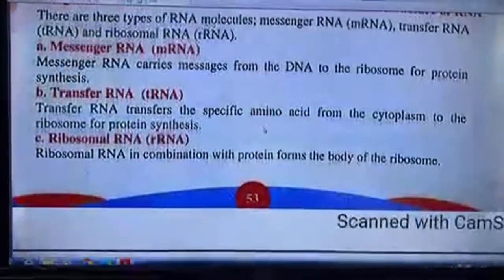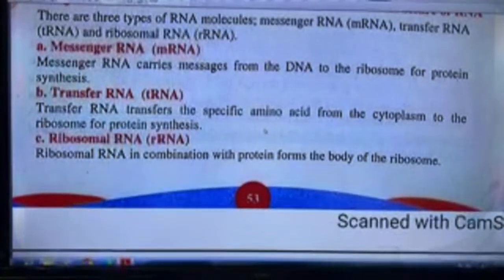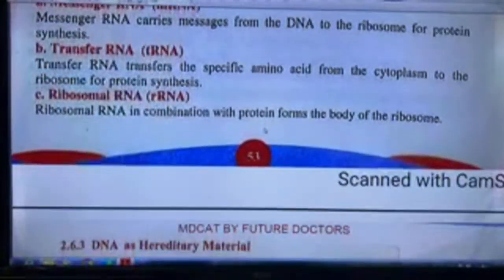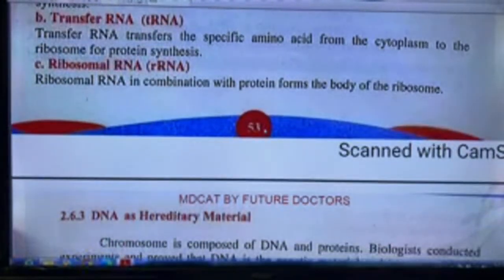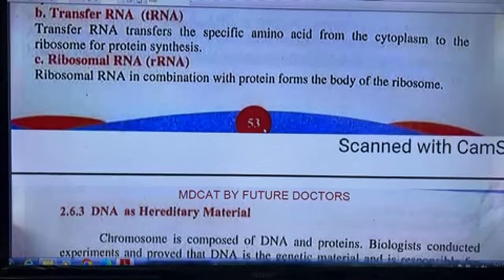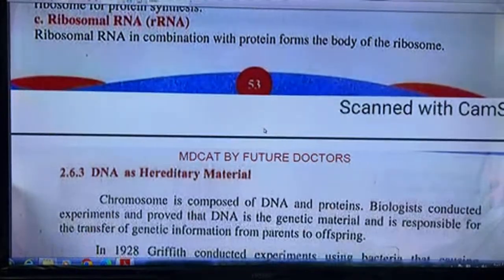There are three types of RNA molecules: messenger RNA, transfer RNA, and ribosomal RNA. Messenger RNA carries messages from the DNA to ribosomes for protein synthesis. Transfer RNA transfers the specific amino acid from the cytoplasm to the ribosome for protein synthesis. Ribosomal RNA in combination with protein forms the body of the ribosome.